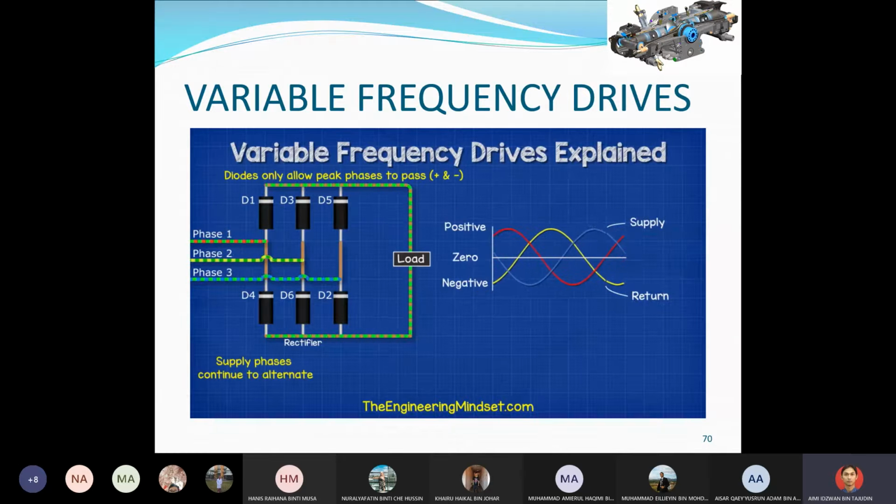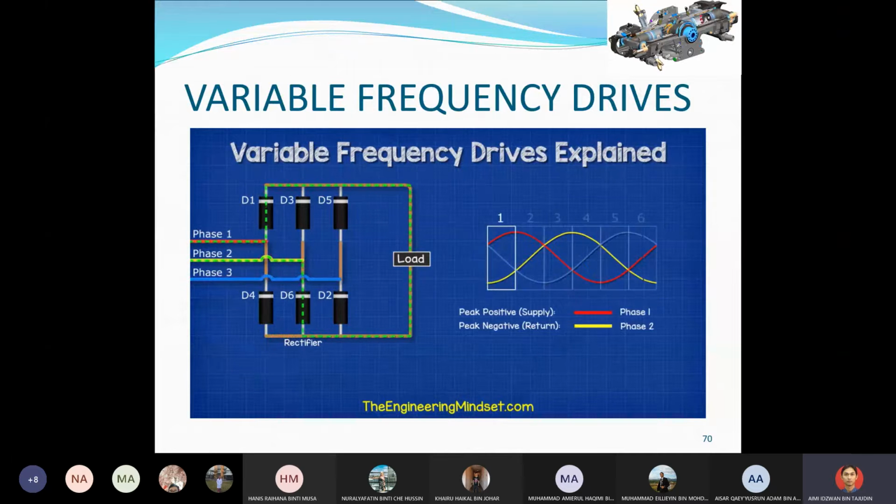The electricity will continue to alternate in the supply phases, but the diodes will only allow the peak phase to pass and will block the others. So I'm just going to animate these ones. Okay, let's see this in action. Phase 1 is first. This comes in and can only flow in one direction, which is through diode 1. It then passes through the load.